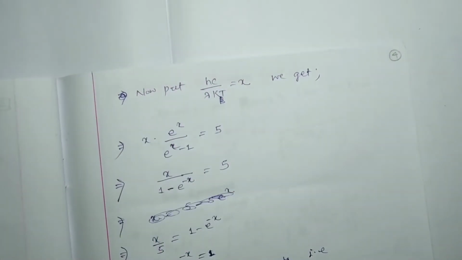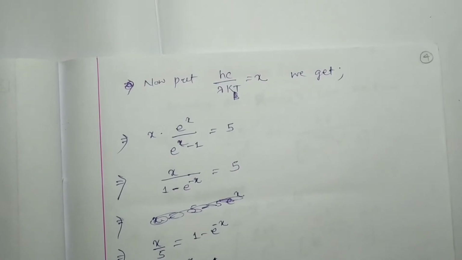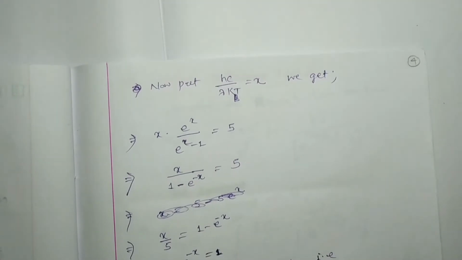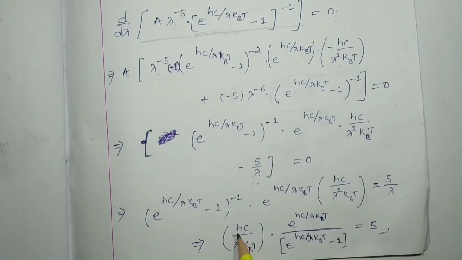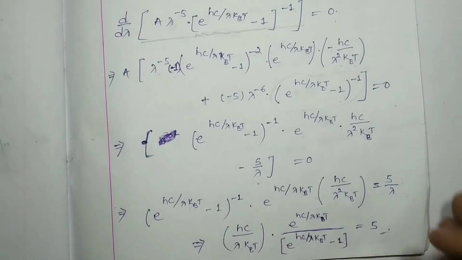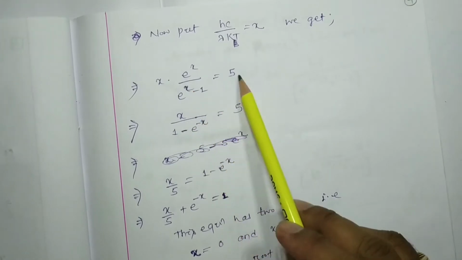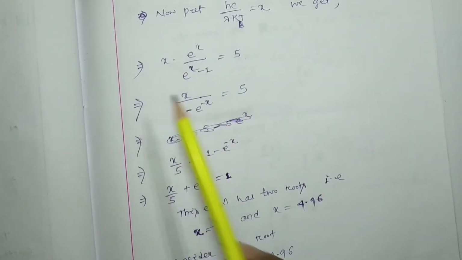Okay, now we have to consider hc by lambda kBT equal to x. Okay, so here if we consider hc by lambda kBT equal to x, then this equation will be x into e to the x divided by e to the power x minus 1 equal to 5. Right, so we get x into e to the x by e to the x minus 1 equal to 5.